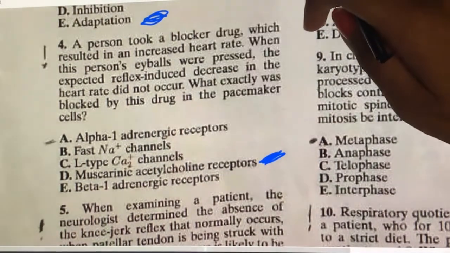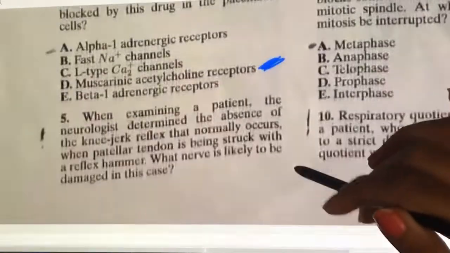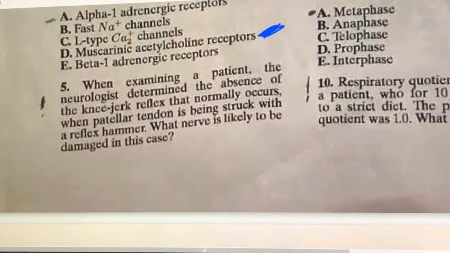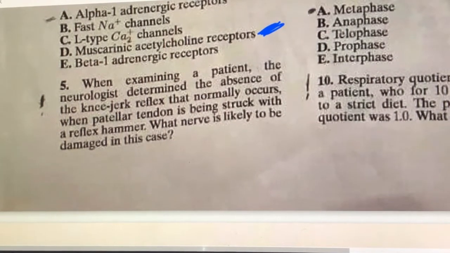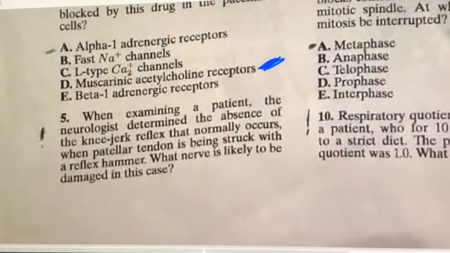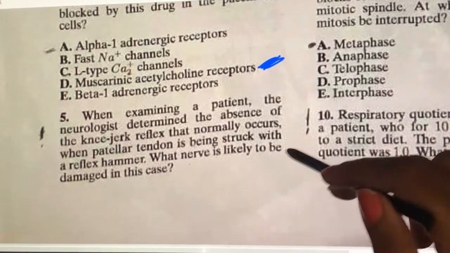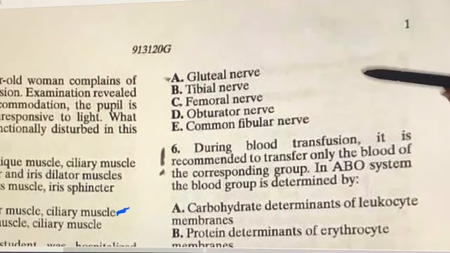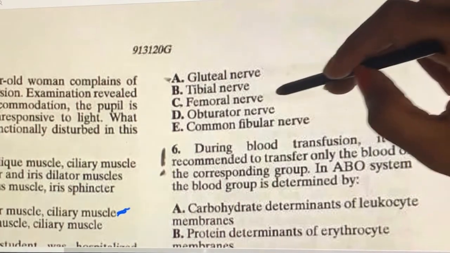Next, question number 5. When examining a patient, the neurologist determined the absence of the knee jerk reflex that normally occurs when the patellar tendon is struck with a reflex hammer. What nerve is likely to be damaged in this case? The question they are asking, the absence of the knee jerk reflex and the patellar tendon being struck with a reflex hammer. Knee jerk reflex, which nerves are given here? Gluteal, tibial, femoral, obturator, common fibular nerve. The answer is the femoral nerve.